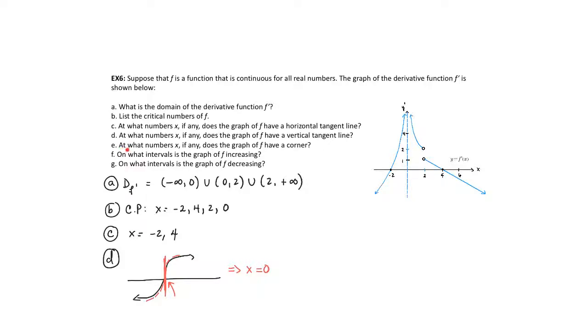Now E is asking at what numbers x, if any, does the graph of f have a corner? To have a corner, that really means a sharp edge. Let me draw you a possible graph, let's say, where it exhibits a corner. For example, I suspect that the corner happens right here at x equals 2. Look at this. When we approach 2 from the left, the y values are approaching positive 2. So the limit from the left is equal to 2. And the limit of the derivative, when we approach 2 from the right, is equal to 1.